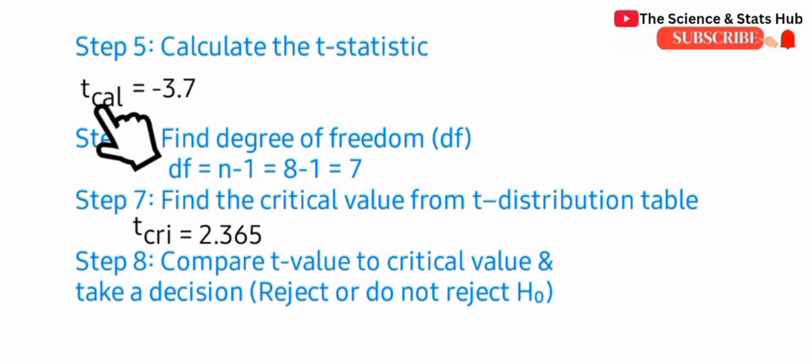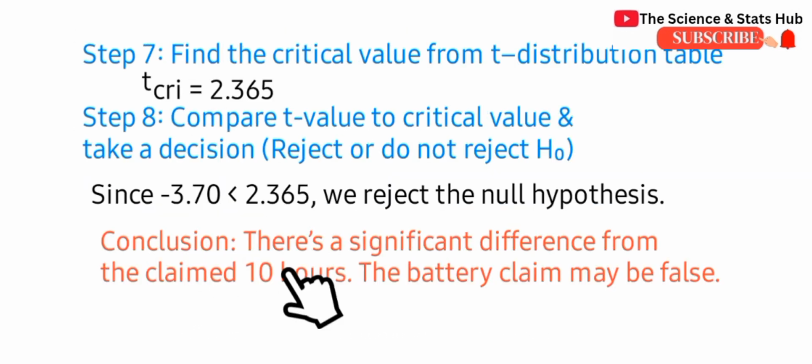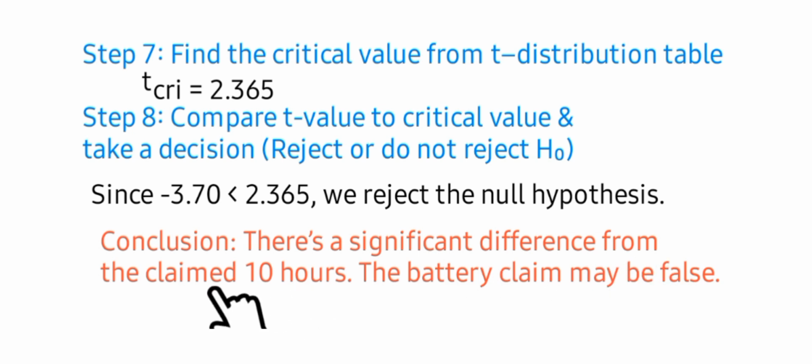Compare the t value, that is the t calculated, to the critical value and take a decision either to reject or not reject the null hypothesis. Since the t value is less than the critical value, we reject the null hypothesis and conclude there is a significant difference from the claimed 10 hours. That is, the claim that the battery lasts for 10 hours on average may be false.